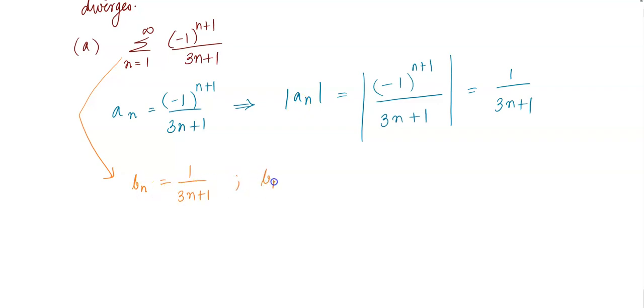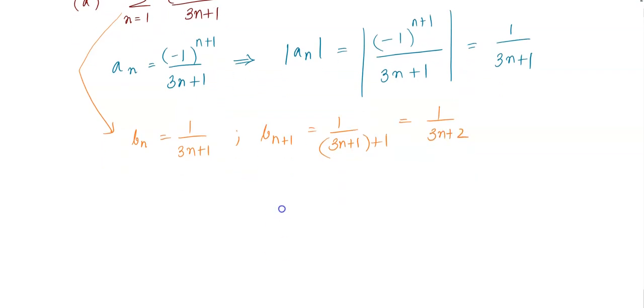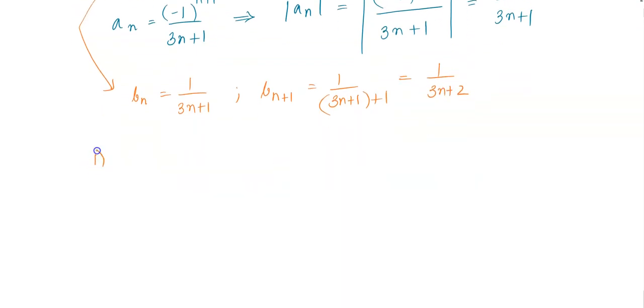That means b_(n+1) would be 1 over 3n plus 1 plus another 1, so it's 1 over 3n plus 2. And let's also check the first condition, which is 0 less than or equal to b_(n+1) less than or equal to b_n. That would be 0 less than or equal to 1 over 3n plus 2 less than or equal to 1 over 3n plus 1. Test it with some values.